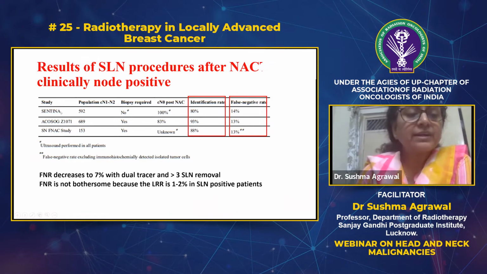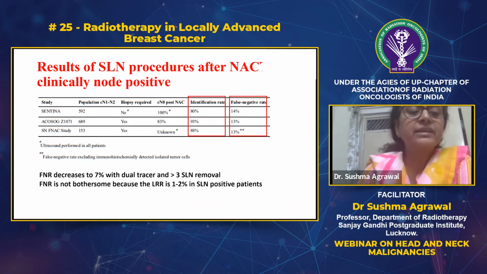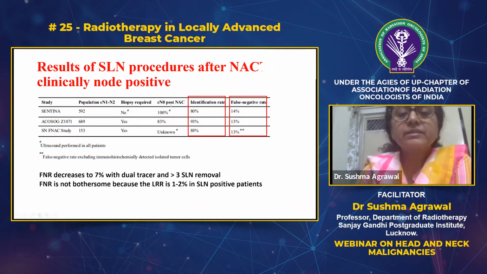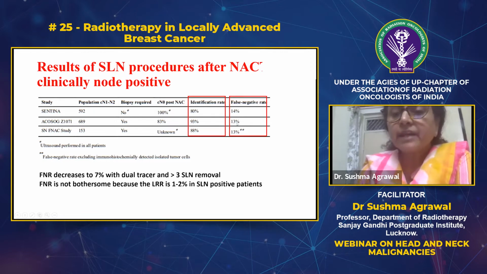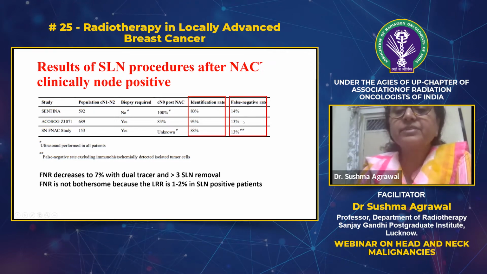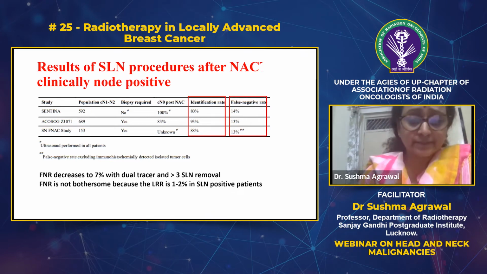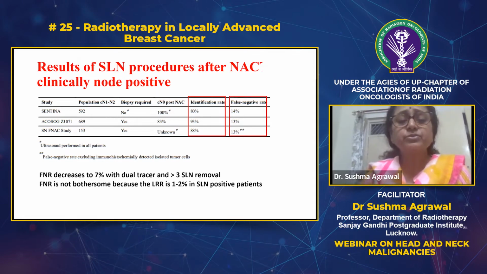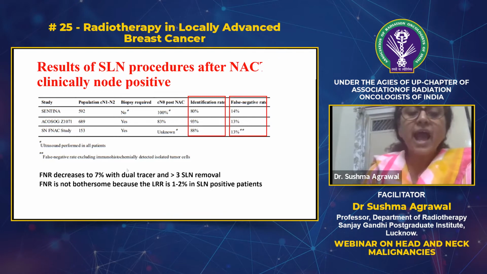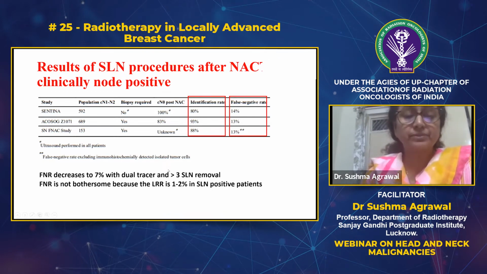So these are the two standard trials, Sentina and ACOSOG. In these studies, most of the patients were clinically N0 after neoadjuvant chemotherapy. And what was the identification rate? It ranged from 80 to 90%. So it's not the best. The other important problem was that the false negative rate was also a little bit high, 13 to 14%. Gradually, further studies revealed that the false negativity rate can be decreased to 7% if we use a dual tracer and if we remove more than one sentinel lymph node.